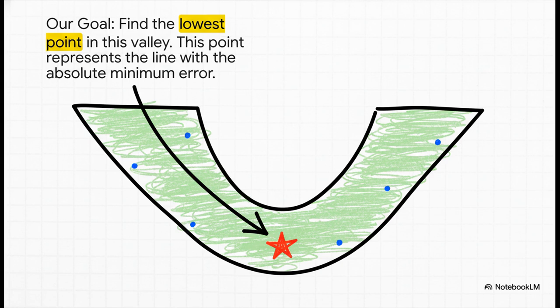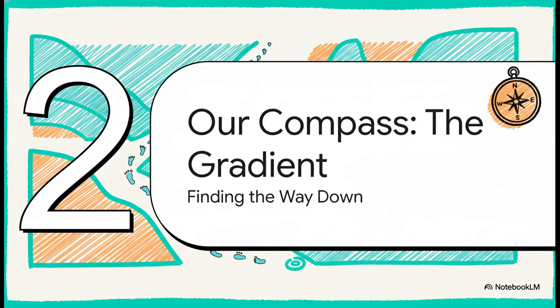And just like that, our quest has a clear destination. We need to find the absolute lowest point in this valley, because that spot, right at the bottom, represents the line with the minimum possible error. Okay, so we have our map, this huge valley of errors. But let's say we're just dropped somewhere randomly on its slope, and it's foggy. We can't see the bottom. How in the world do we know which way is down?